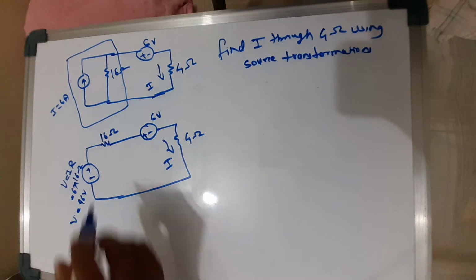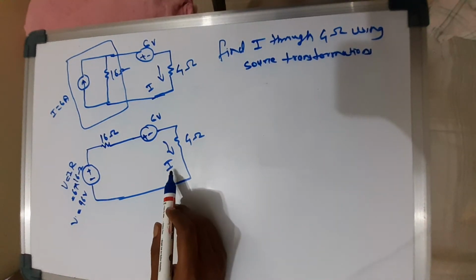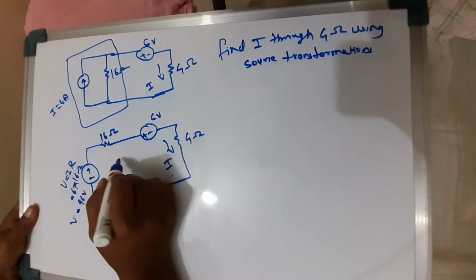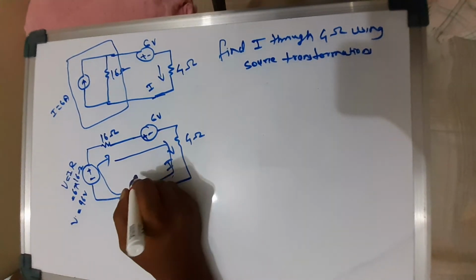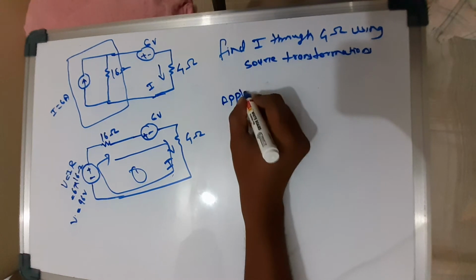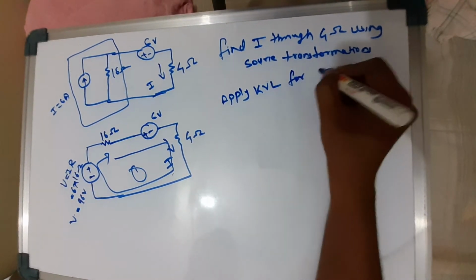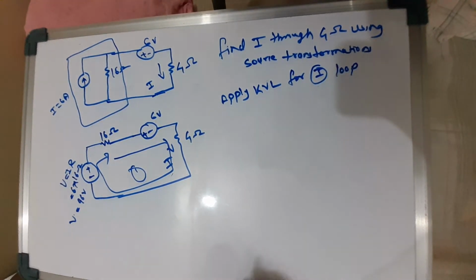Okay, so this is a simple circuit. Now we are interested to find out the current flowing through 4 ohm. So the direction of current is from plus to minus. So I will write down like this, I. So this one is the first loop. So apply Kirchhoff's voltage law for the first loop. Already we saw KVL in earlier lectures.